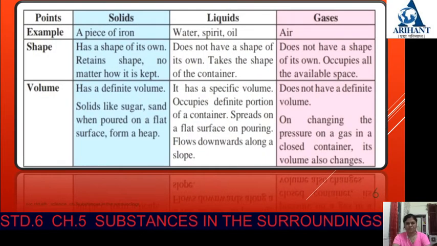So next is the properties of the substances. For that, there is one chart. You can see solid, liquid and gases. There are three states of any substance we know.